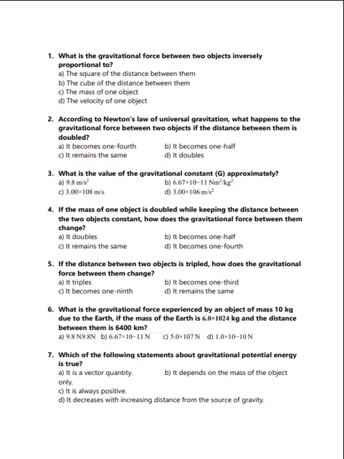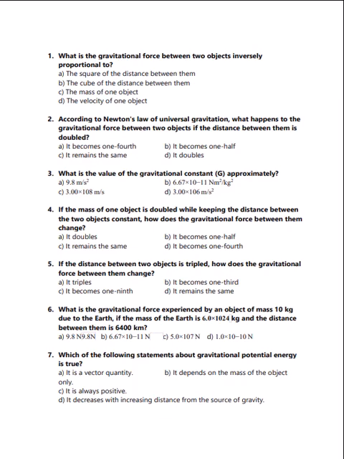If the mass of one object is doubled while keeping the distance between the two objects constant, how does the gravitational force between them change? A. It doubles, B. It becomes 1/2, C. It remains the same, D. It becomes 1/4. So the correct answer for question number 4 is A. It doubles.